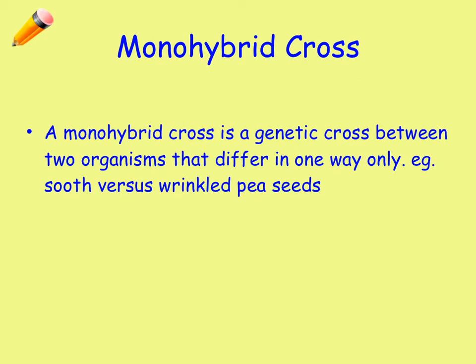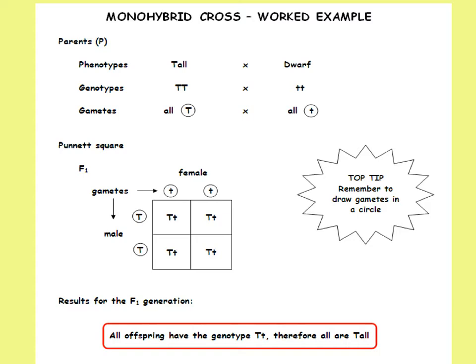A monohybrid cross is a genetic cross between two organisms that differ in only one way. And the example here is, well, I've got written here sooth versus wrinkled pea seeds, but what I mean is smooth versus wrinkled pea seeds. So here we're going to have a look at a wee example of a monohybrid cross and a worked example.